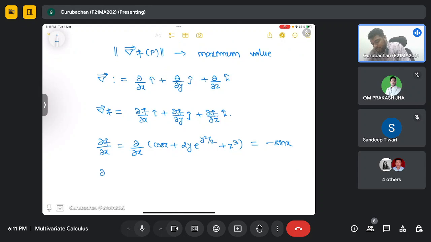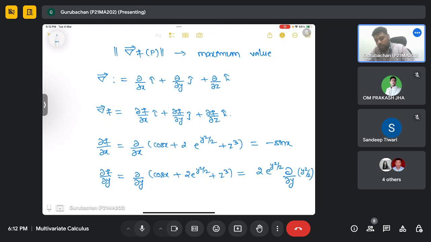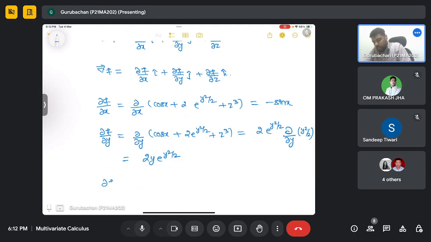In a similar way, when we find the partial derivative with respect to y, we treat the x terms as constant, and the z term as constant too. This will give us 2 times e to the power y square by 2, and by the chain rule, del by del y of y square by 2, which gives us 2y e to the power y square by 2. Now what is left is del f by del z. Del f by del z will be del by del z of the same function, where we treat the terms in x and y as constant. This will give us 3z square.